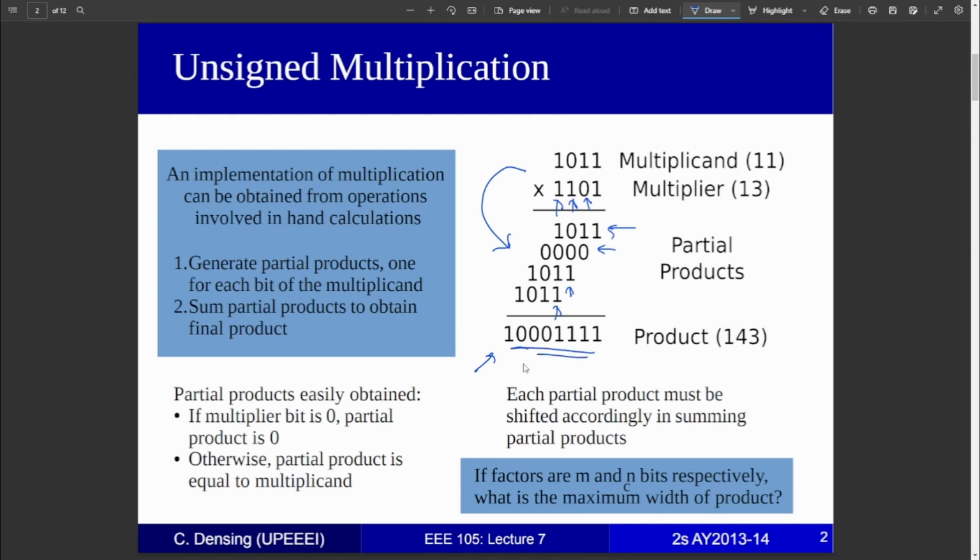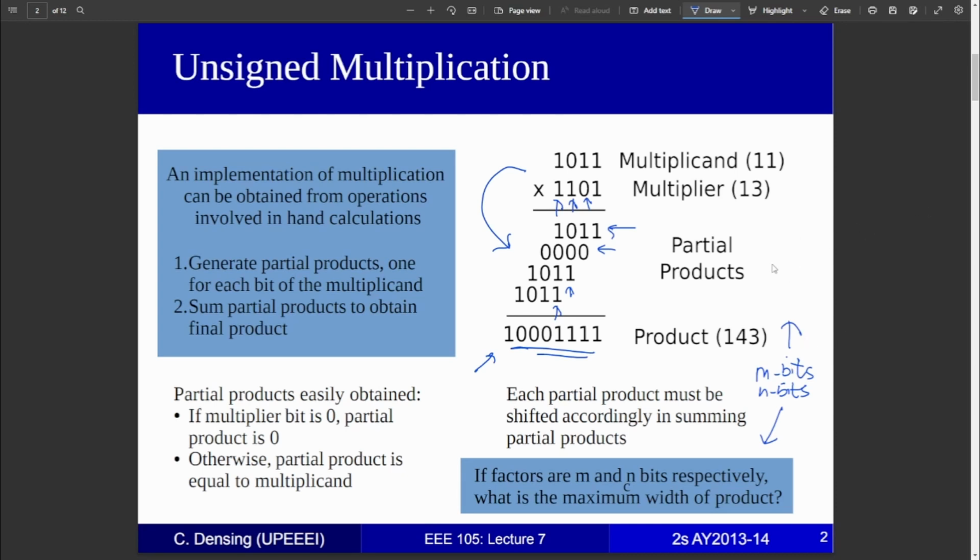So actually, binary long multiplication is easy. Thing is, how do we do it automatically? There is also something to note here: if you have a factor of m bits times n bits, how large is the largest possible product?